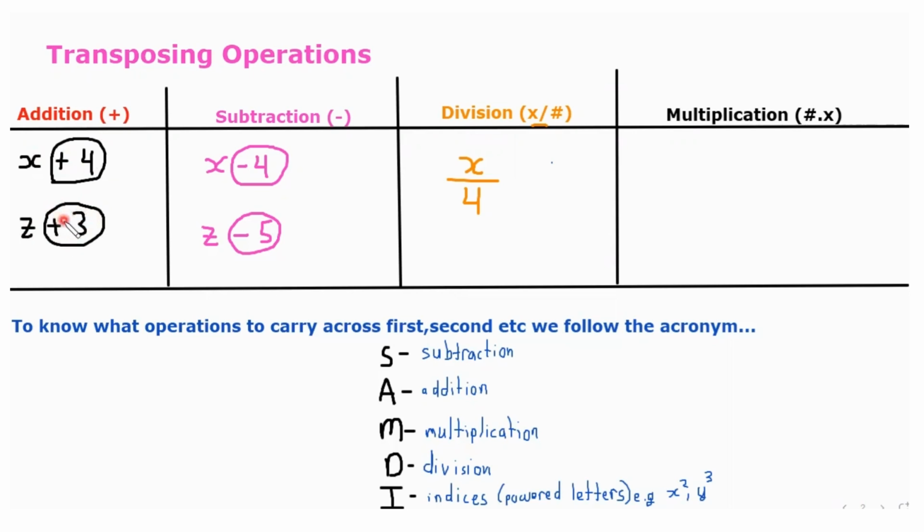So this is addition. If we go across to subtraction, it looks the same, we just swap the addition sign for a subtraction sign. So x subtract 4 and z subtract 5, which we say in words. If you forget, just call it out in English. Nice, now division: x divided by 4. You literally call out the operation when you say it, so never get confused.